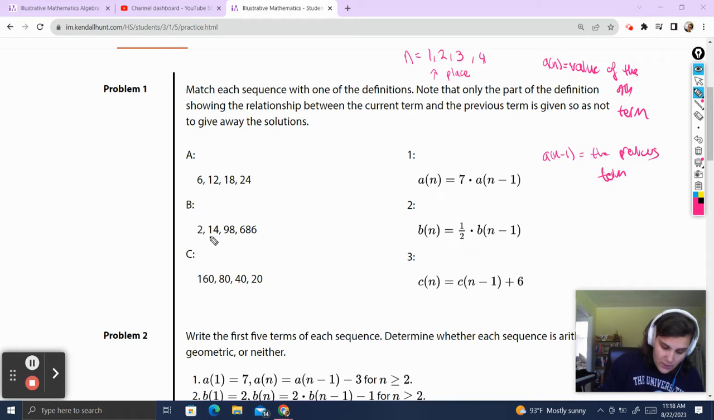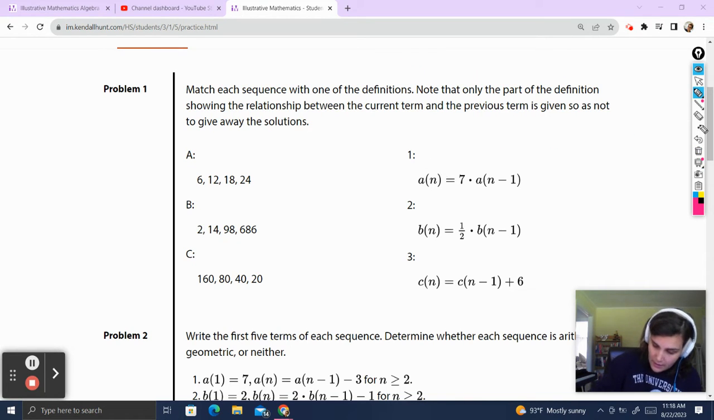Let's try to see if this works with b. We're going to call a of n 14 because it's the second term. The previous term is a of n minus 1. Well, the previous term in this case is going to be 2. Does 14 equal 7 times 2? Yeah. So that looks good so far.